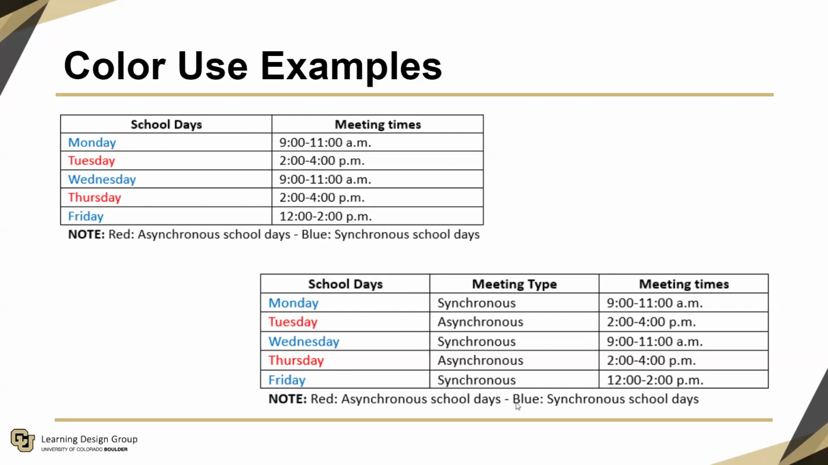I just added an extra column, meeting time. And I say, okay, Monday is synchronous, Tuesday is asynchronous, Wednesday is synchronous, and so on. In this way, when somebody prints it in grayscale, they still will be able to see that. Or if somebody's actually colorblind, they will be able to do the correlation as well.